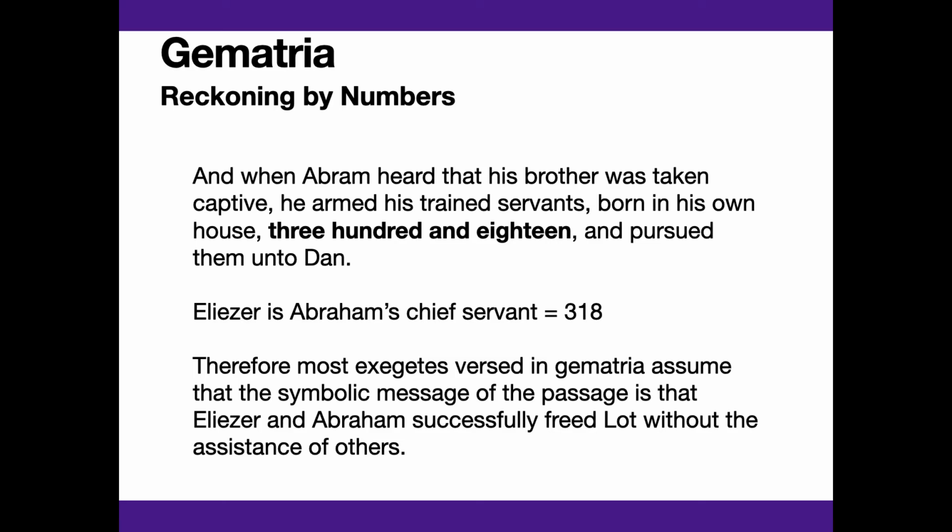Therefore, most exegetes versed in gematria assume that the symbolic message of the passage is that Eleazar and Abraham successfully freed Lot without the assistance of anyone else, which is interesting. We don't know if that's true. I mean, that's very esoteric. That's going to be revealed to you by the Spirit one way or another if you're seeking for that kind of a thing.